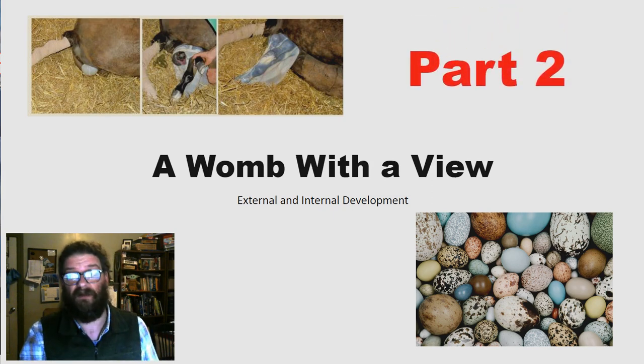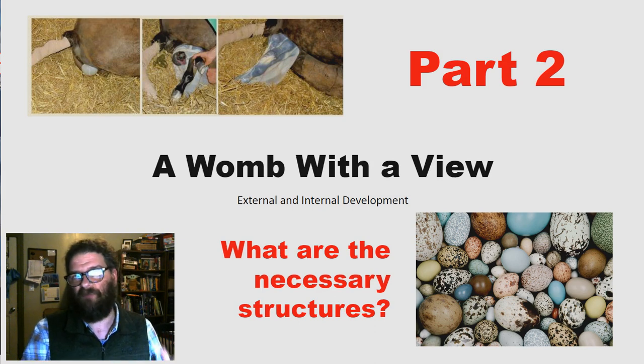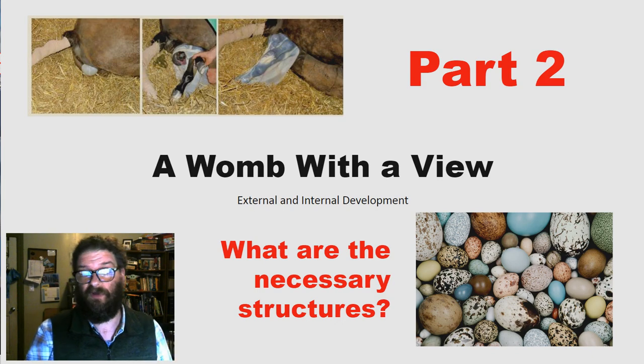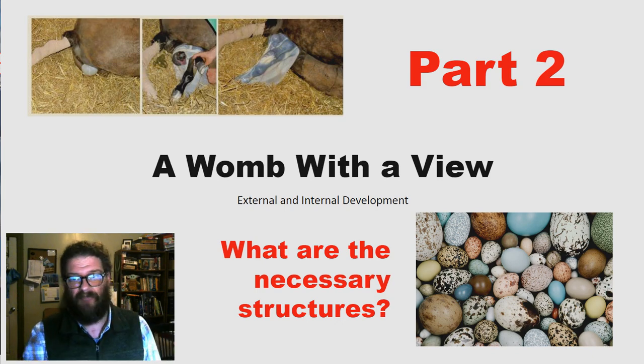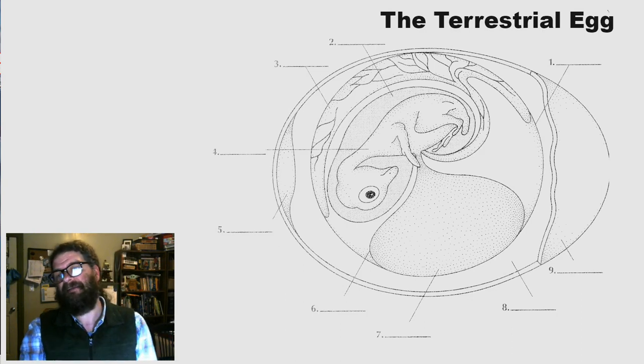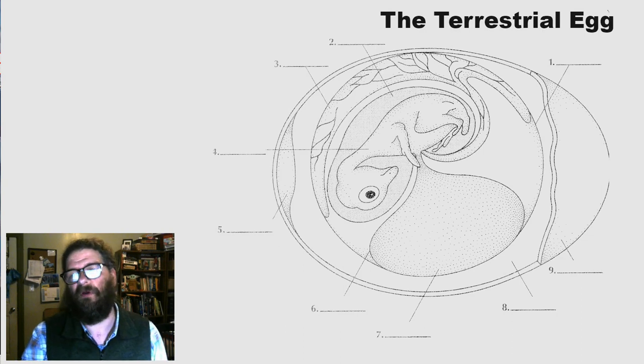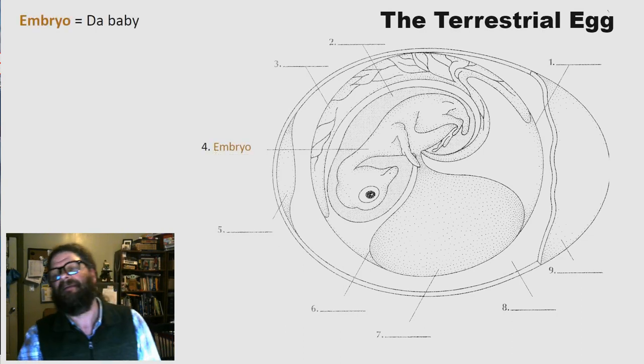In part two here, we're going to take a look at some of the structures, the body parts or egg parts, as the case may be, that are necessary to support the development of the baby. So if we're going to do this, we should probably take a look at the terrestrial egg on the inside and start to get a feel for some of the parts that we have. Look at that smiling embryo right there. That's the baby.